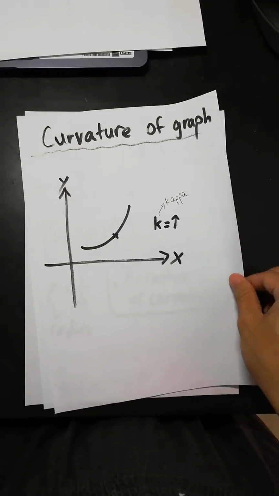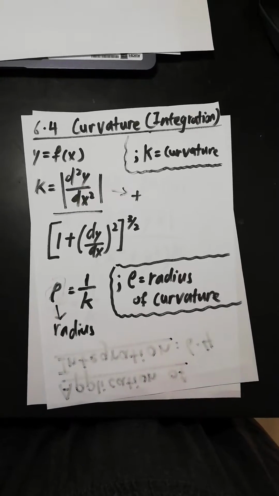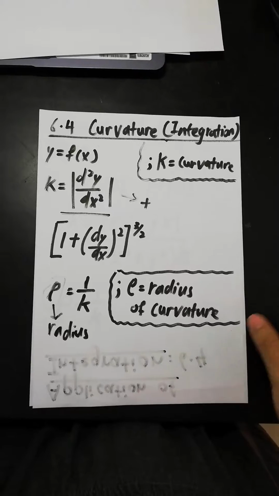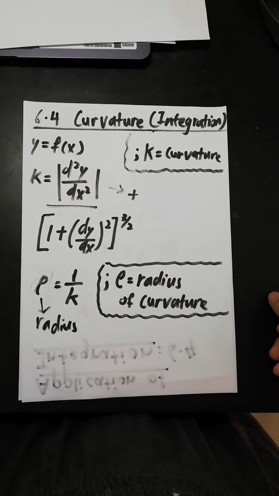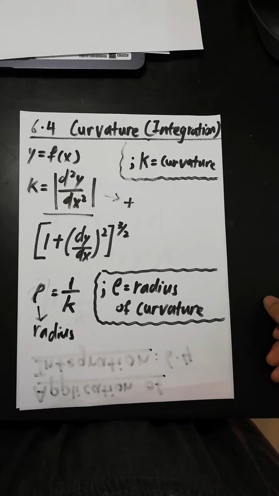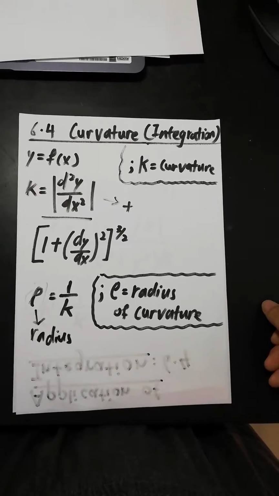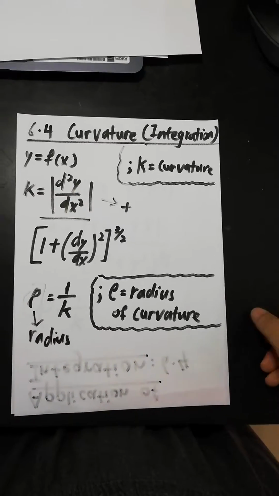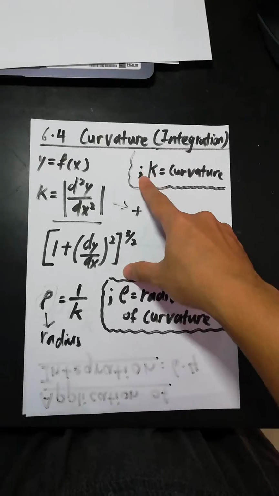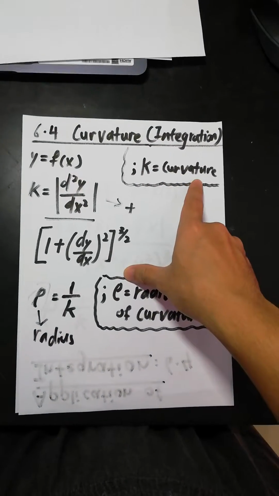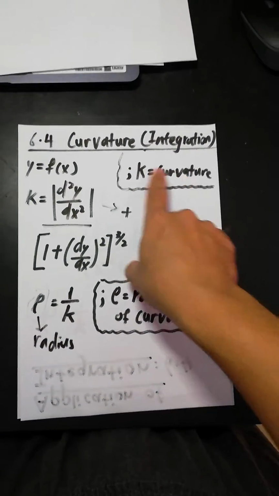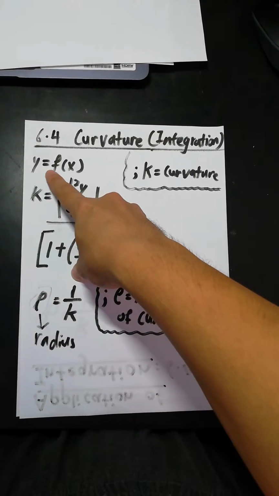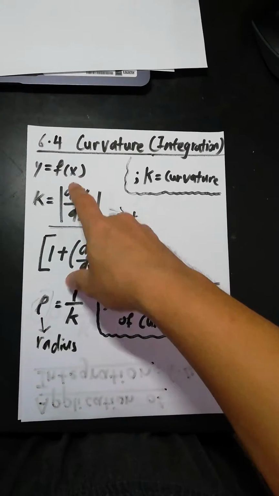Now we'll be looking at the formula regarding the curvature. In this lesson, the curvature of the graph is actually not that hectic. K, kappa, represents the curvature of the graph. With a given function as usual, y equals f of x.